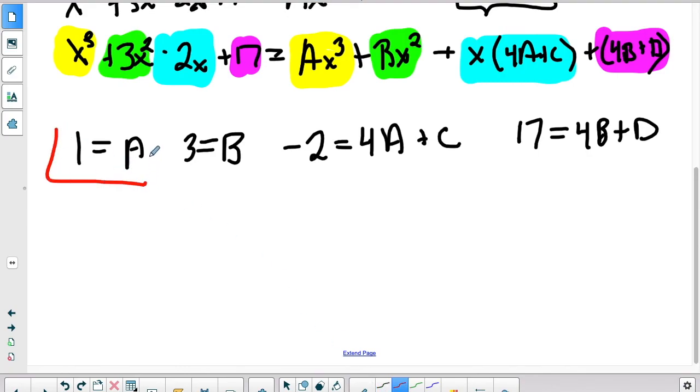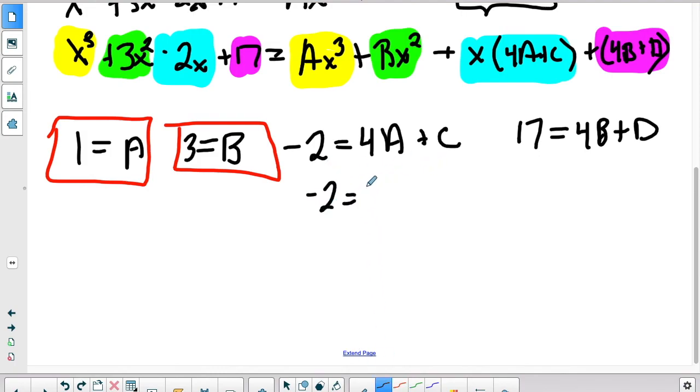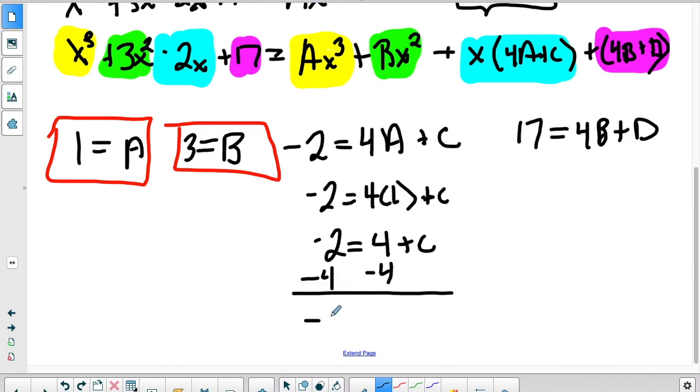Well, a, we know what it is. B, we know what it is. And so we can use the fact that we do know these two here to find the rest. So we'll plug in the value of a here. So I get negative 2 is equal to 4 times 1 plus c. Well, 4 times 1 is just 4, so we have negative 2 is equal to 4 plus c. We can subtract 4 from both sides. And we see that negative 6 is equal to c. We have the value of c.